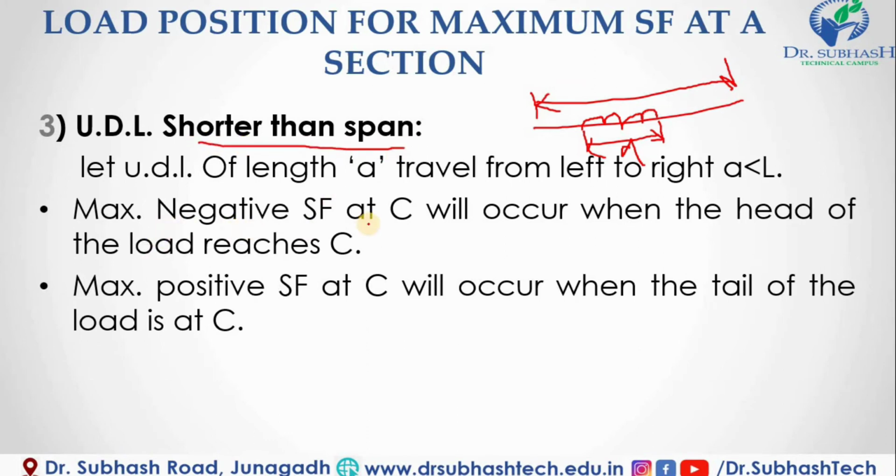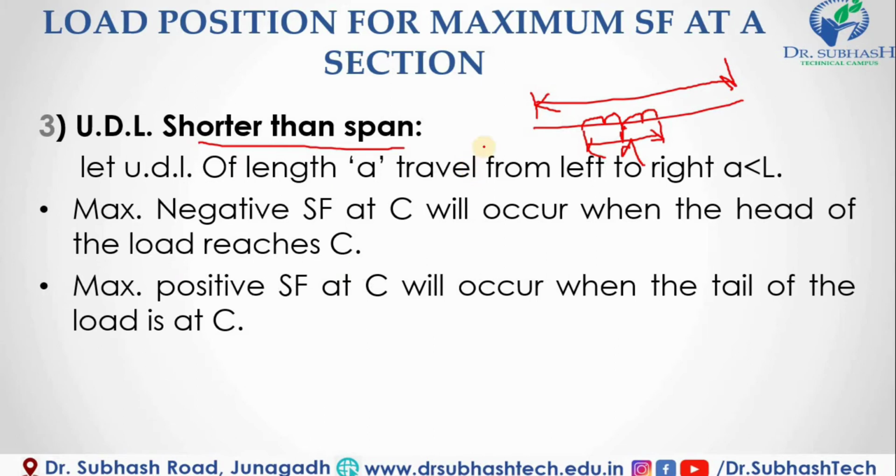So the maximum negative shear force at C will occur when the head of the load reaches C. Then the C point is given, right? So where should it act? The maximum negative shear force at C will occur when the head of the load reaches C. And the maximum positive shear force at C will occur when the tail of the load is at C. So there are these two criteria.